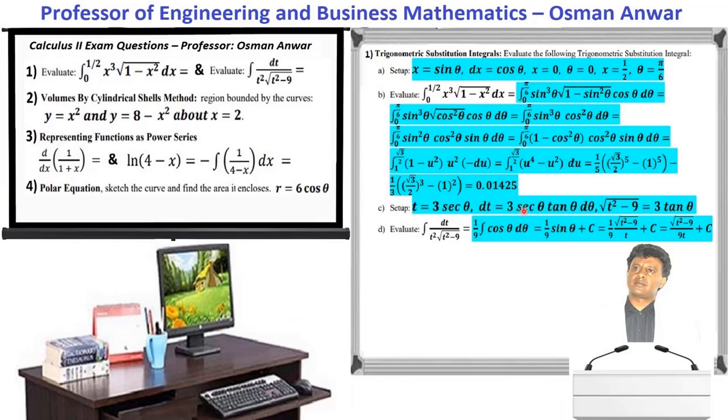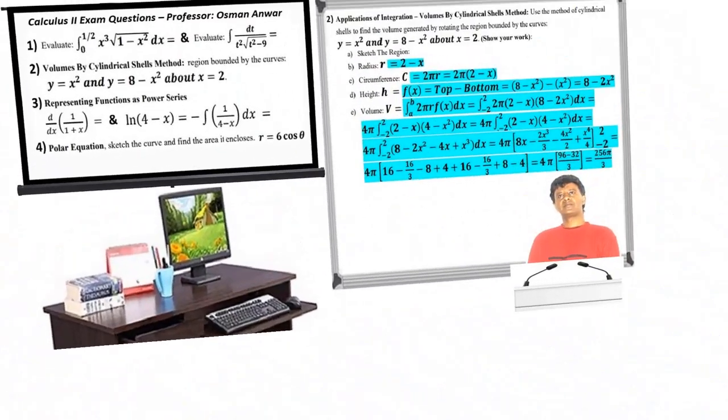Then I have also a trig substitution of the integral dt over t squared square root of t squared minus 9. The trig substitution is t equals 3 sec theta, dt is 3 sec theta tan theta d theta. Then you do the trig substitution, and you will end up with square root of t squared minus 9 over 9t plus c. So this is basically just an overview of the solution.